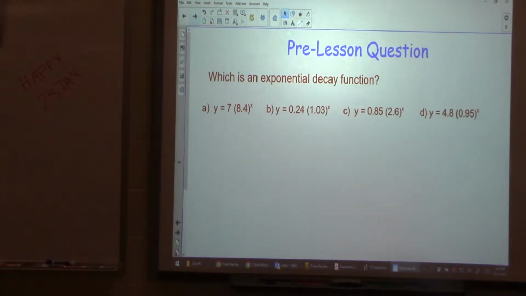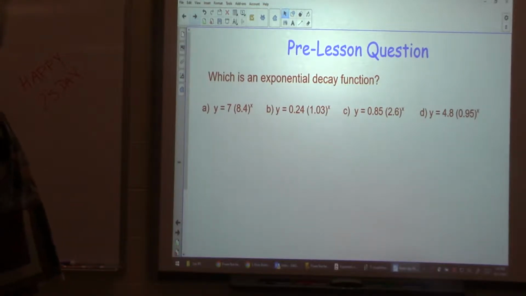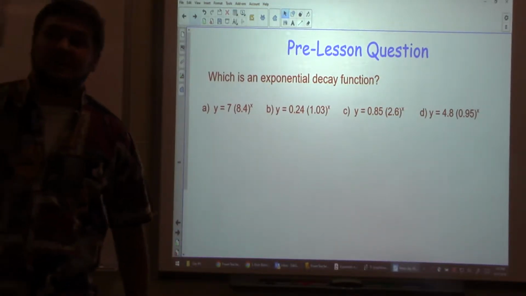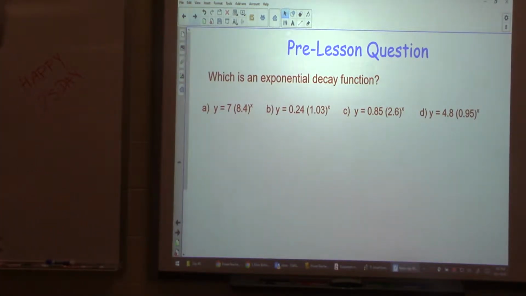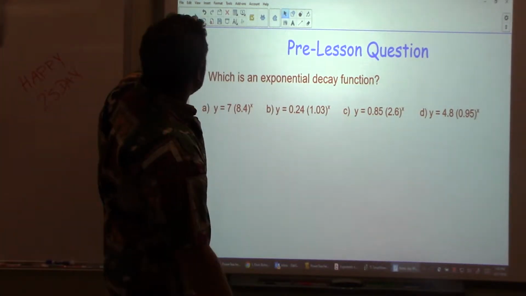Now, is that helpful for you? Yes, I mean, probably, because if you're doing an exponential decay problem now, and you have something that's bigger than 1 in there, you should realize that's going to be wrong. It should be going down. So, we're just a little pre-lesson question there.